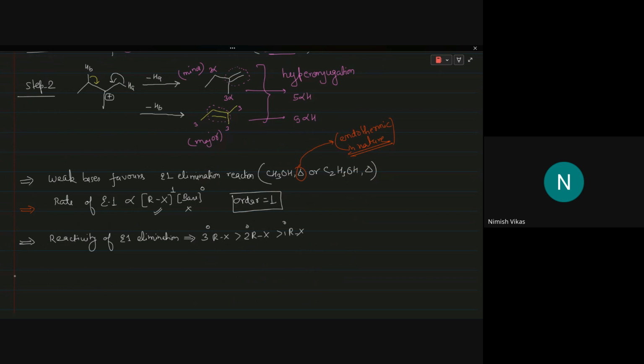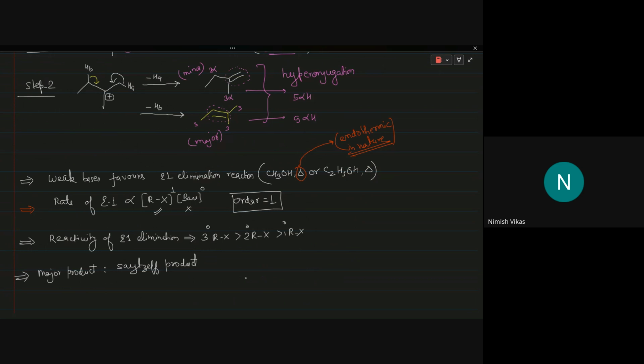Now, you have an idea of the Saytzeff product and the Hofmann product also. The major product in general is the Saytzeff product here. I will explain the Saytzeff and Hofmann products also in E2, but I think you guys have some idea about it. So the major product in this is the Saytzeff product in general. Okay, the Saytzeff product is the major product, right?